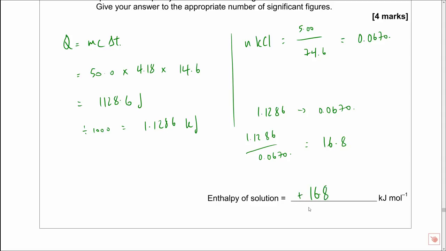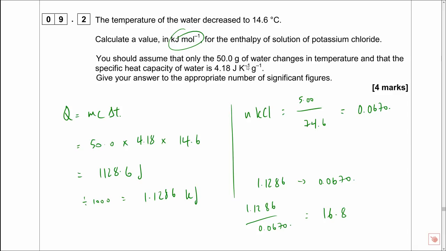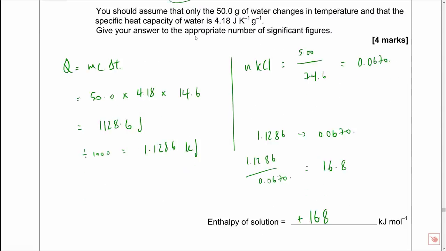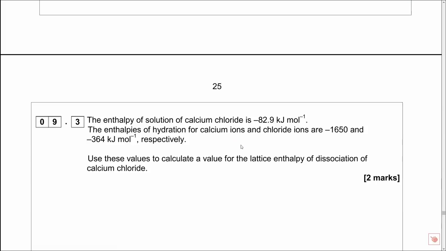So there we go. Stick a plus in there. You've got to give it to 3 significant figures. If you look at all the numbers given here, 3 significant figures everywhere: 4.18, 50.0, 14.6. So make sure you give your answer to that. And it does say within the question, give your answer to the appropriate number of significant figures. 4 marks, pretty easy marks there. It's weird how the paper goes. There was such a more difficult question on that redox one. This one is so much simpler. It's very much year one content now, later in the paper. Bizarre.